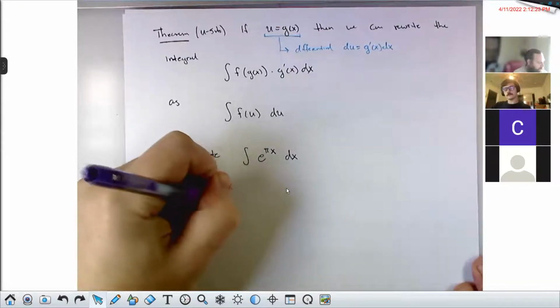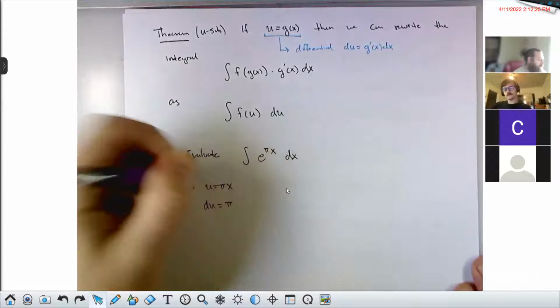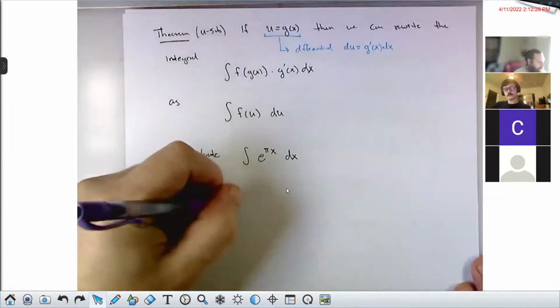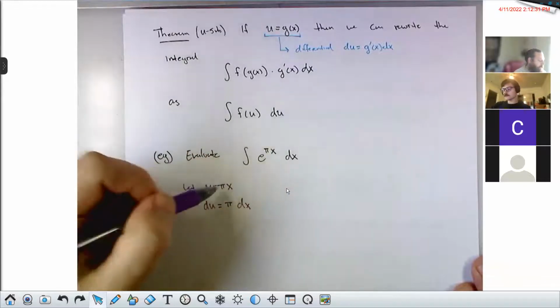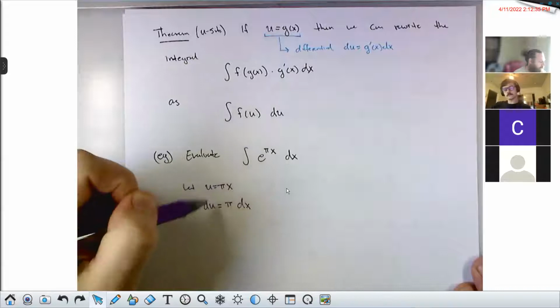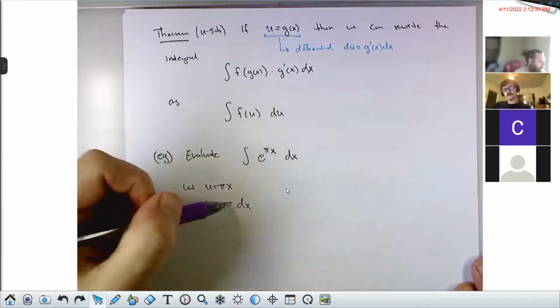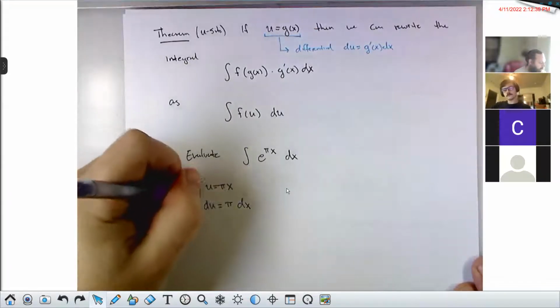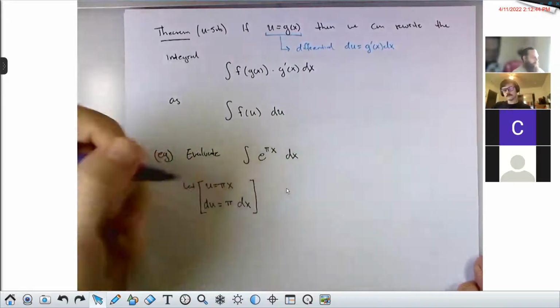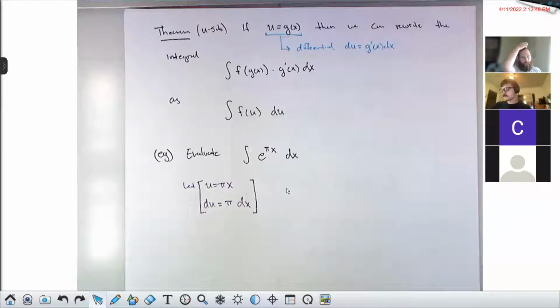Now, after you pick your substitution, after you choose what you're going to substitute for, you immediately calculate the differential. And to do that, you just take the derivative of pi x and you slap on a dx. So the derivative of pi x is just pi. That means if u is equal to pi x, then du, the differential, is pi dx. And I always like to put my little substitution here in a box. And that lets my reader know that the equal signs that are a part of the substitution are not a part of the workflow for the problem.